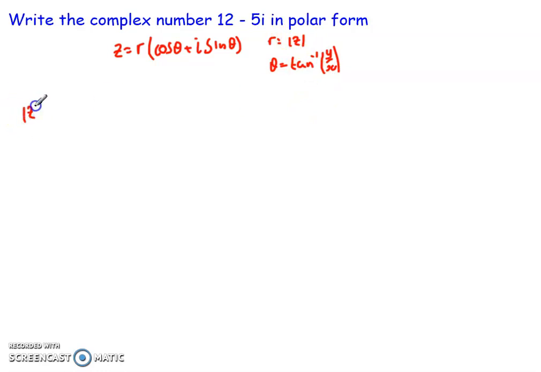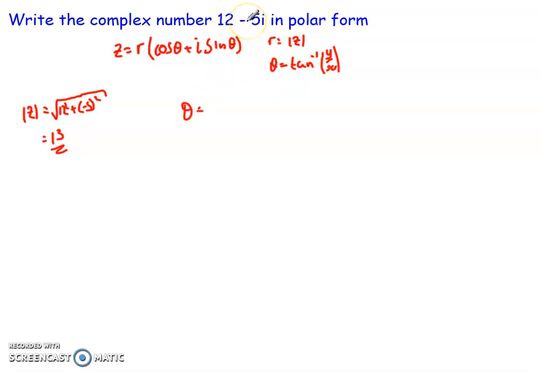So modulus of z here, we're going to do the same as we did before, so it's going to be the square root of 12 squared plus negative 5 squared. So 12 squared is 144, negative 5 squared is 25. Add them together and you get the square root of 169. That's just 13. Then we want to look at our arguments. We want to look at theta.